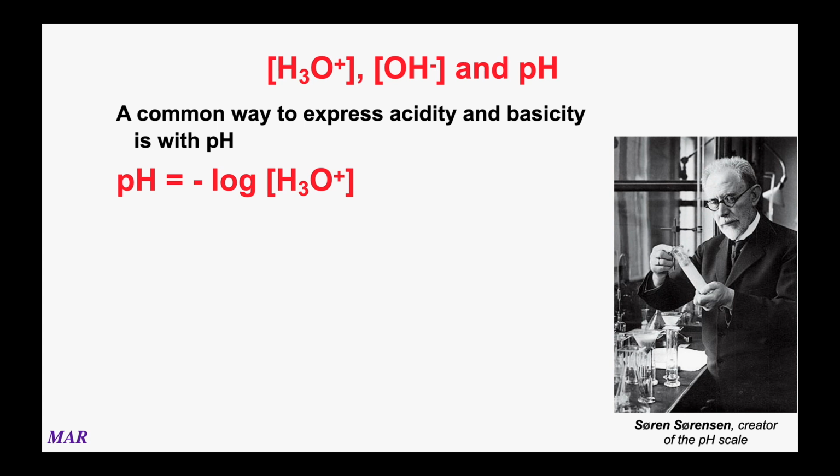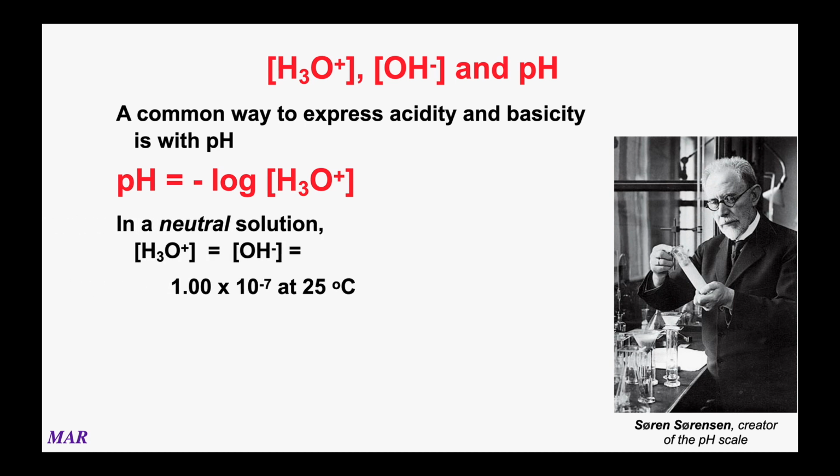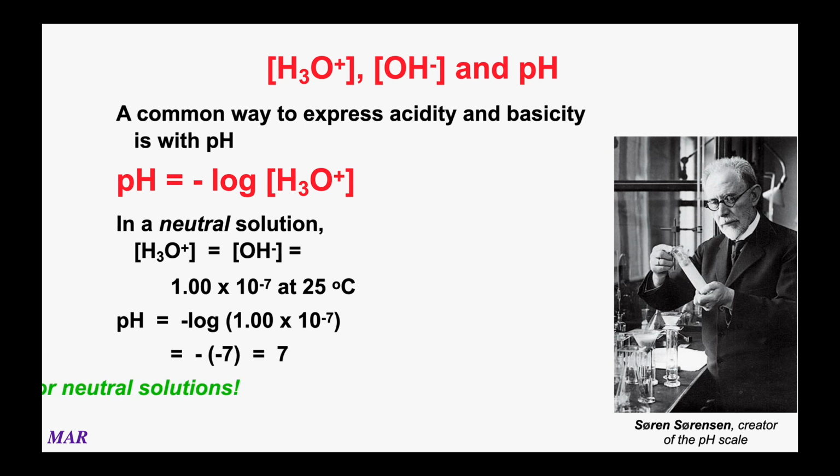Anyway, pH is equal to minus log of the hydronium concentration. So the number you calculated in the last slide, you could plug this into the pH expression to see what the pH is. Now, in a neutral solution, like we saw earlier, hydronium and hydroxide are both equal to 10 to the minus 7th moles per liter at room temperature. So the way that people get the pH of a neutral solution is minus log of that number, pH equals 7. So pH will equal 7 for neutral solutions.